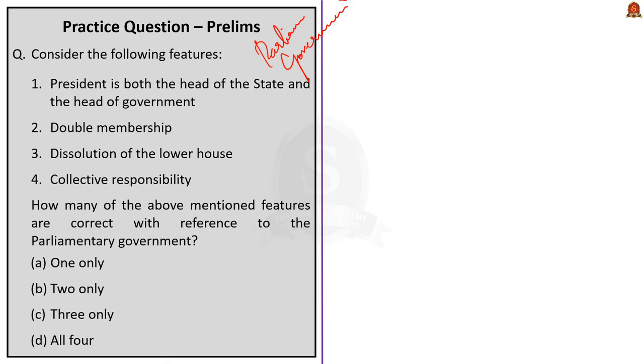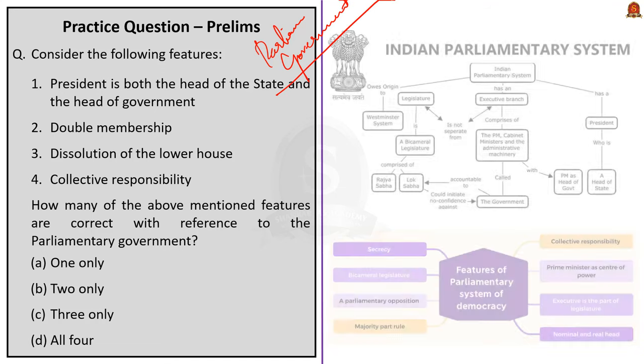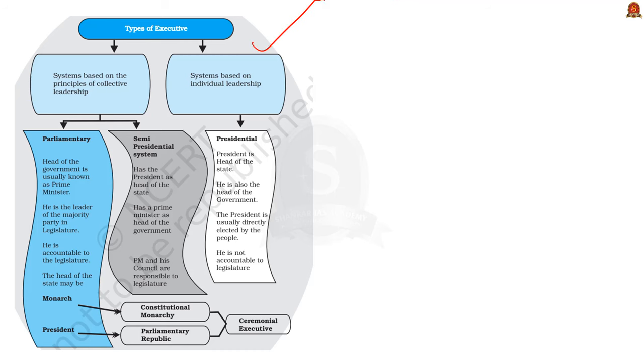See, to answer this question, you should know about the types of executives around the world. As you can see in this image, it can be classified into two sub-classifications. One in which the system is based on the principles of collective leadership, and the second one is the system based on individual leadership. The collective leadership can be further classified into two types. One is parliamentary and another is semi-presidential system.